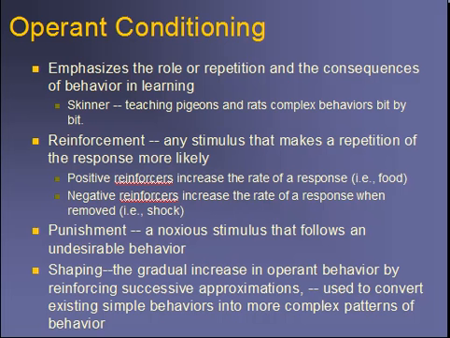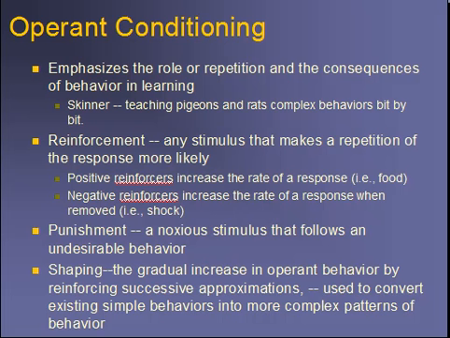Any stimulus that makes a repetition of a response more likely would be considered a reinforcer. So you have both positive and negative reinforcers. If every time you answered a question, I gave you a piece of your favorite candy, you might be more likely to raise your hand when I ask questions. That would be a positive reinforcer. The candy would be the positive reinforcer, and raising your hand would be the response that is made more likely by it. Negative reinforcers increase the rate of response when they're removed.